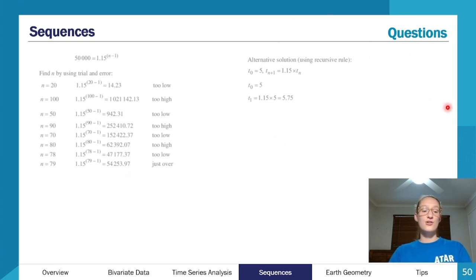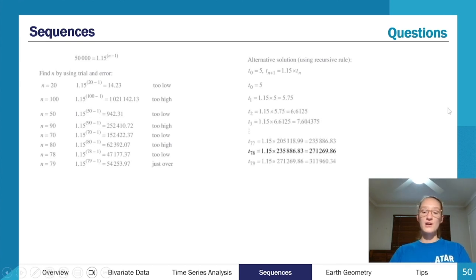And then alternatively, you could have also used recursion. So that, for example, like doing it on your calculator of just taking the first bit, multiplying it by 1.15, and then multiplying it by the common ratio again, multiplying it by the common ratio again, until you got all the way to term 78. So when we're trying to solve for n in these kind of trickier questions, you have the two options of trial and error or recursion using your calculator. And whichever one works best for the scenario is totally up to you.